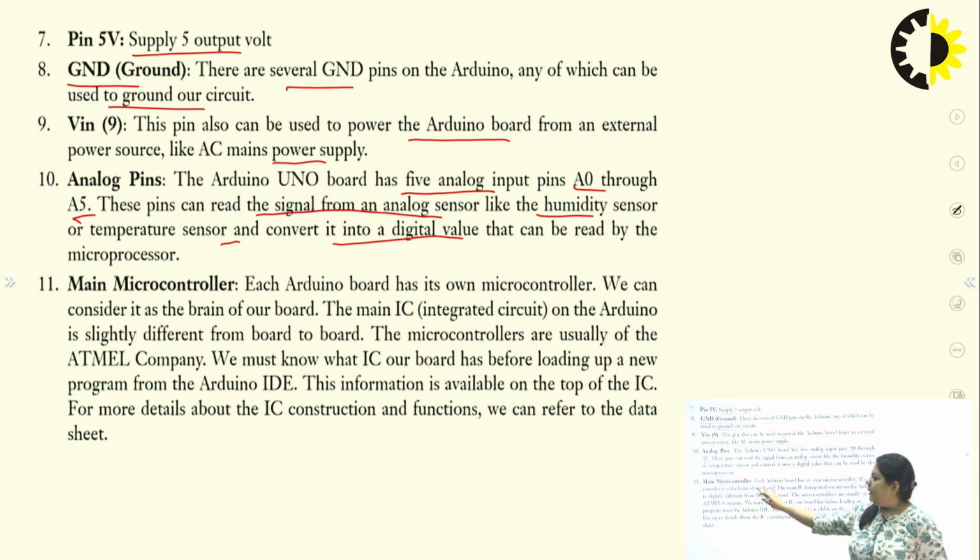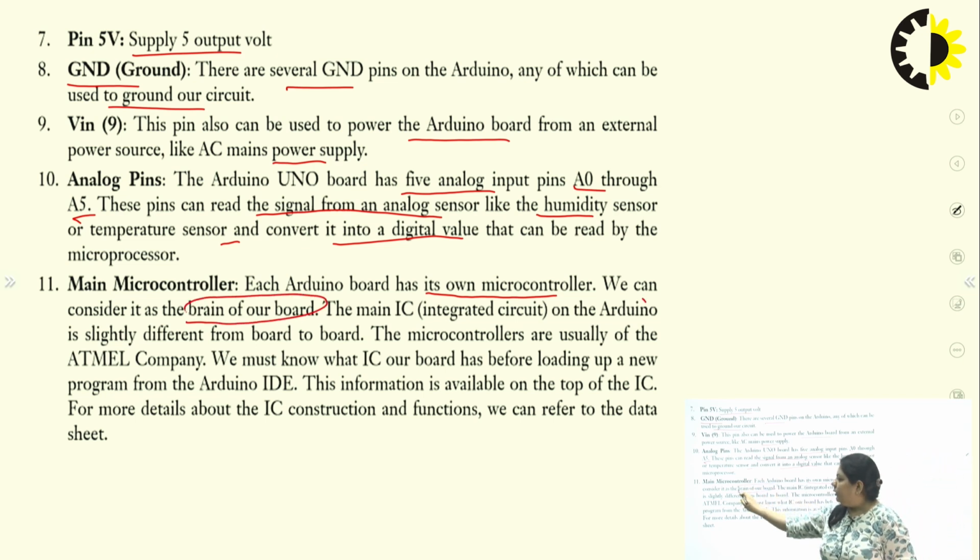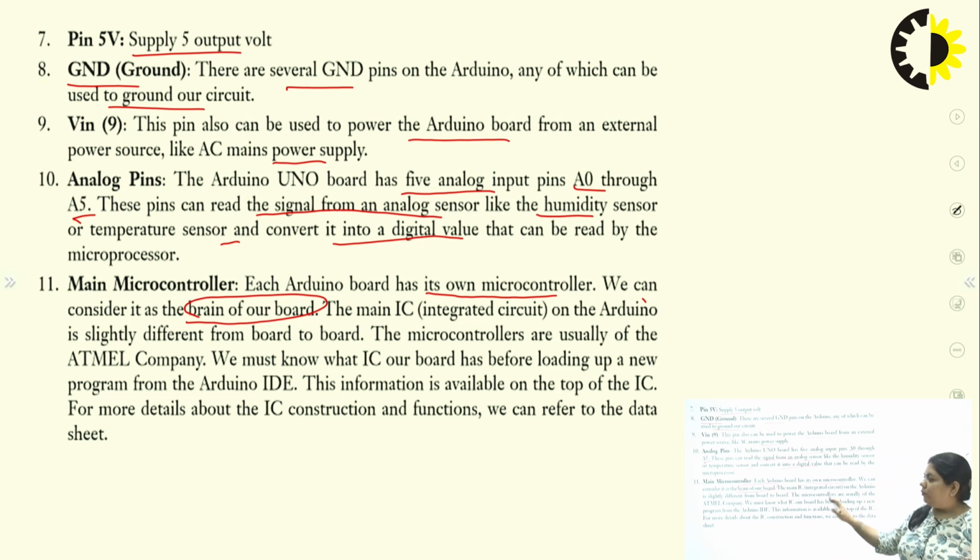Next one is the main microcontroller. This is the main heart of this Arduino UNO board. That means each Arduino UNO board has its own microcontroller. We can consider it the brain of our board. All the functionality of this Arduino UNO board is controlled by this microcontroller only.